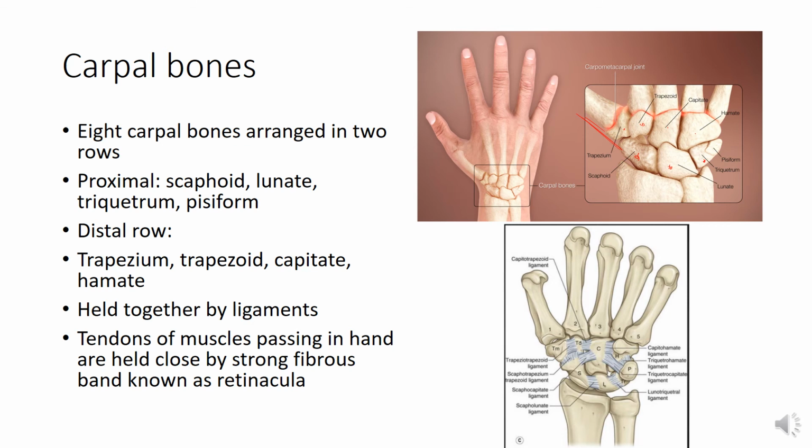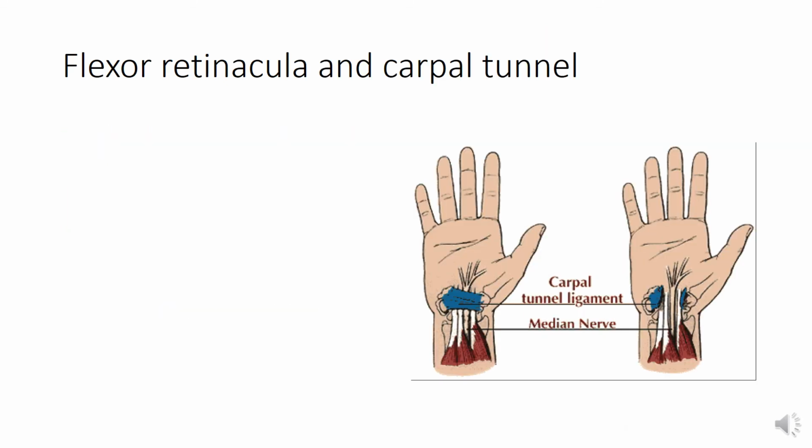They are held together by ligaments. You can see here they are held together by ligaments, and the tendons of muscles passing in the hand. They are held close by a strong fibrous band known as the retinaculum. I will show you in the next picture: the flexor retinaculum and the carpal tunnel.